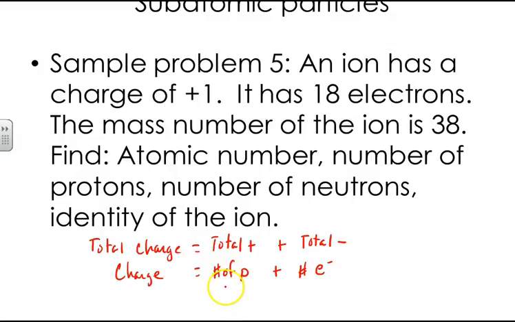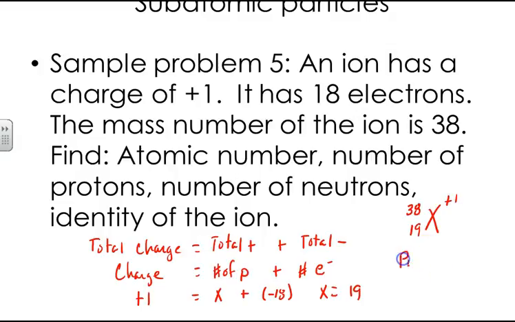Okay, so we had total charge is positive 1, number of protons we're going to call X because we didn't know it, plus a negative 18 would be our charge of all our 18 electrons, so that means X is going to be equal to 19. So we've got the symbol X. It has a mass number of 38. It has an atomic number of 19, the number of protons, and it's got a positive 1 charge.